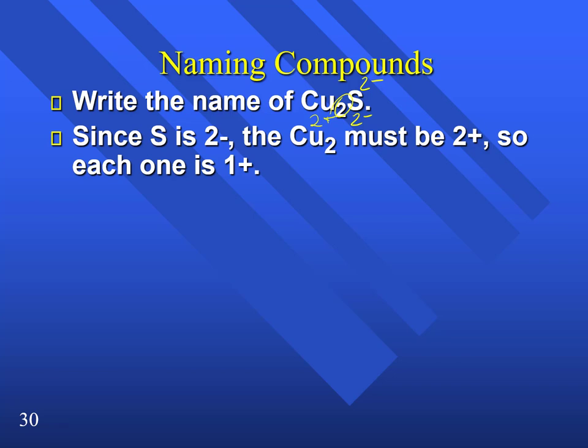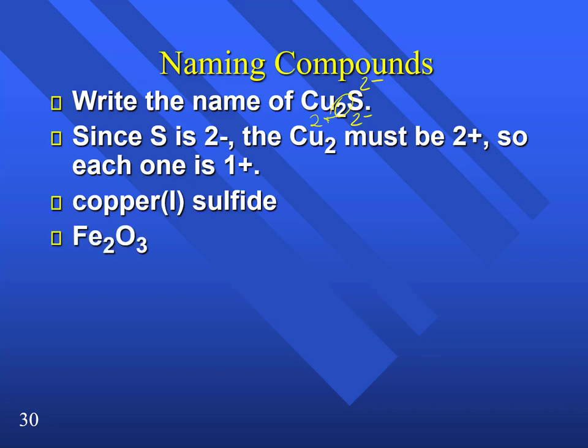How big is each copper? What plus what equals 2? Go with the obvious. It's 1, right? So the copper has to be 1 plus. So this is copper 1 sulfide. The 1's about the charge, not about how many there are. Because if we go backwards, if I gave you copper 1 sulfide, you'd say Cu is 1 plus, S is 2 minus. You do the crisscross and the 2 would end up on the copper. Okay? All right?